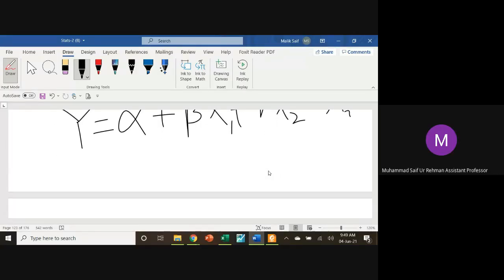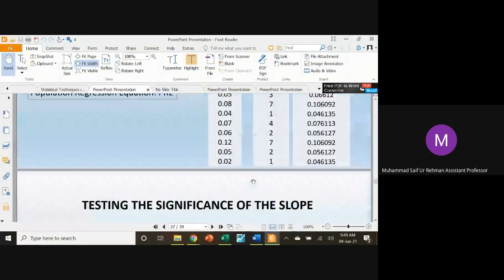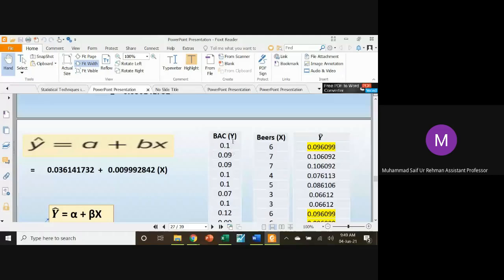No. You simply have to count the values, how many values are there in the series. Let's say this is the series. Blood alcohol content, let's say this is BAC, and beers. These are the bottles that are being consumed. So somebody is consuming 6 bottles, and the blood alcohol content that is there in the body of the person who is consuming 6 bottles is this. So more bottles.